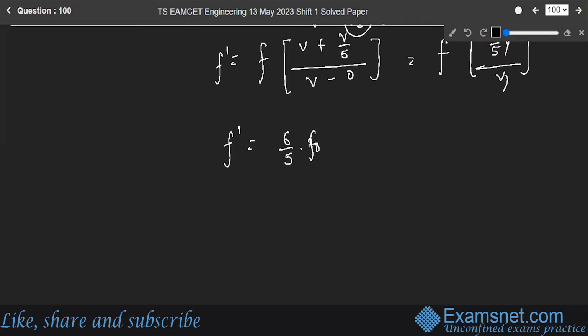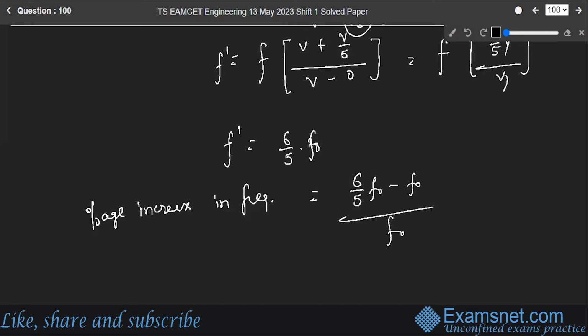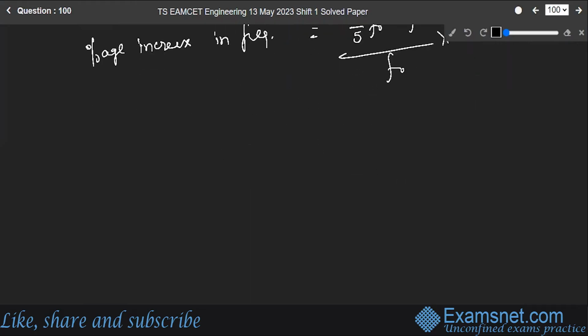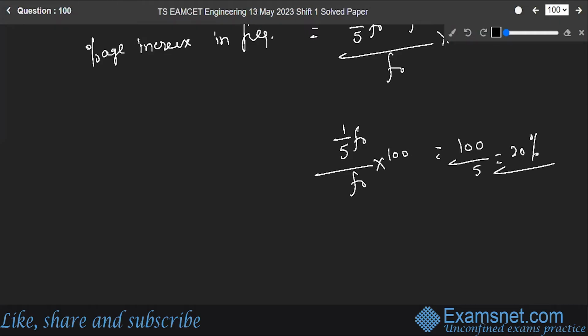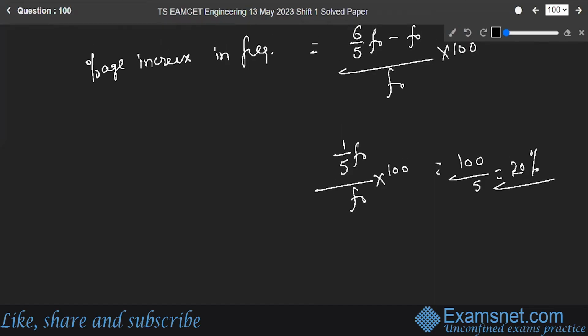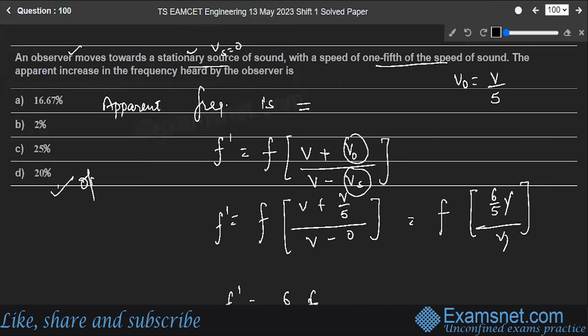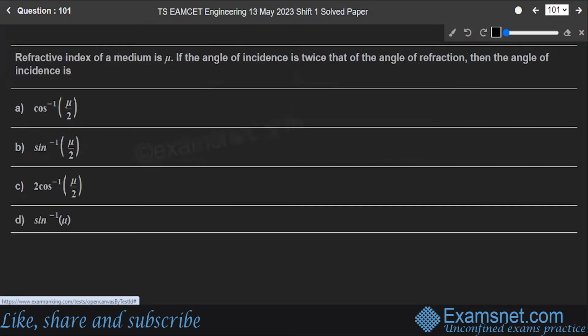Now, what you have to find out is the percentage increase in frequency. Percentage increase in frequency is given by increase in frequency, that is 6 by 5 f naught minus f naught, upon the original frequency, which is f naught, into 100. This is equal to 1 by 5 f naught upon f naught into 100, or you have 100 upon 5, that is equal to 20%. Right. So this is it. You have the option as the right answer. Hope you got that. Next is question number 101.